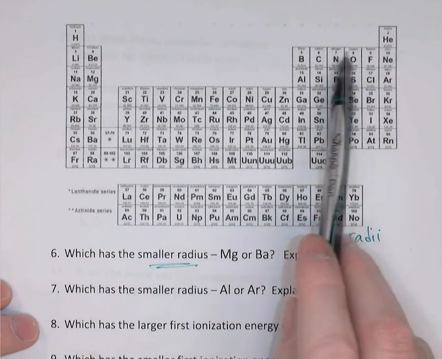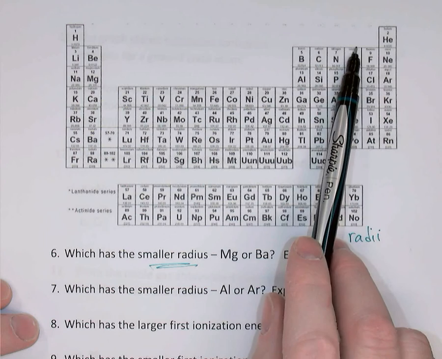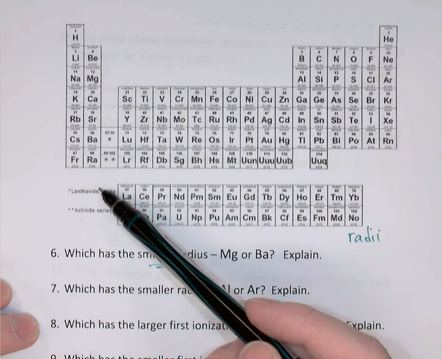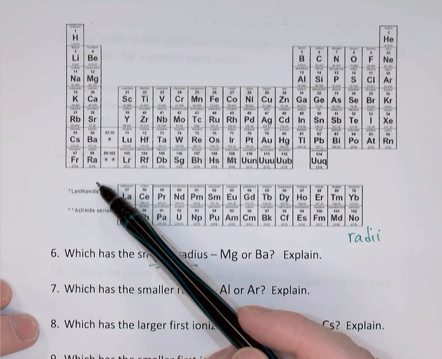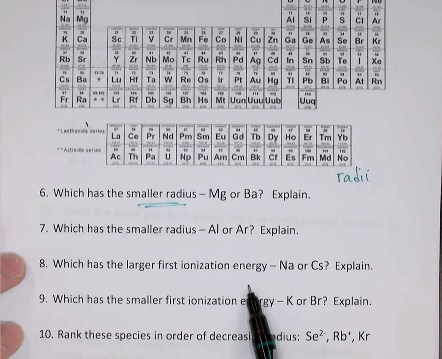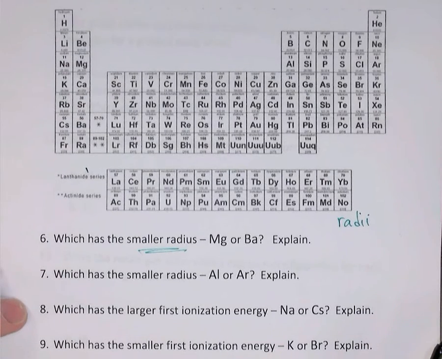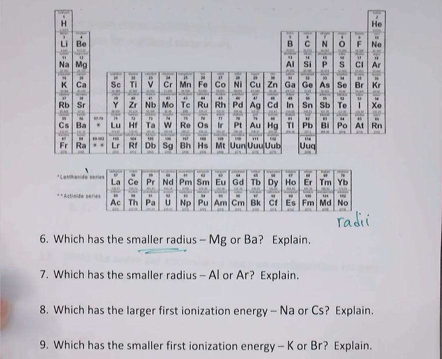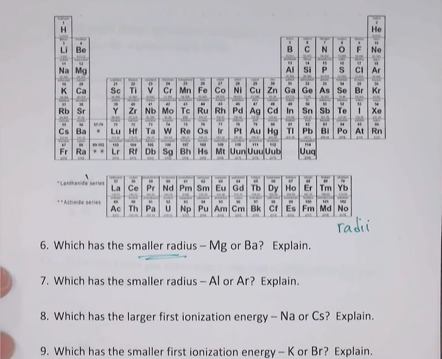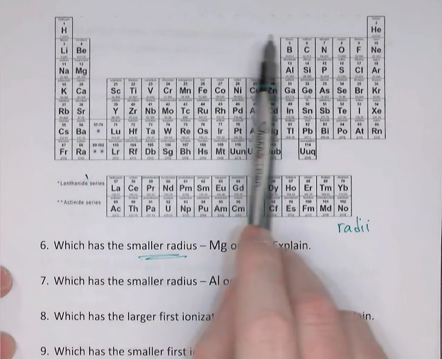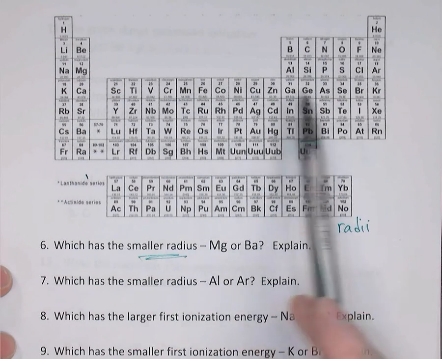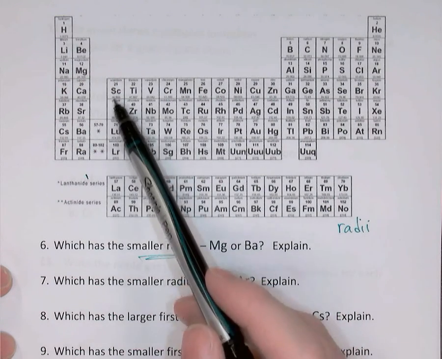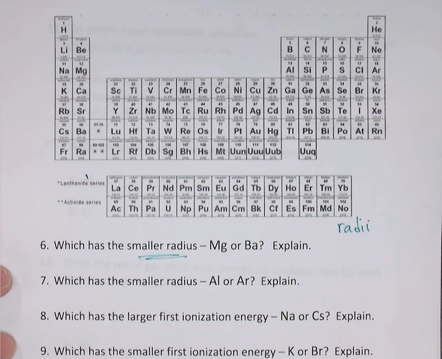So when you go across the table, we said in our notes that atoms get smaller. When you go down a group, atoms get larger. The trend in first ionization energy, a good study trick, is simply to remember it's the opposite of atomic radius. So when you go across a period, first ionization energies get larger. When you go down a group, the first ionization energies get smaller.